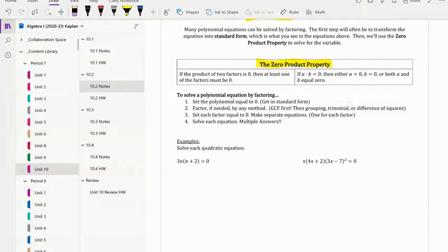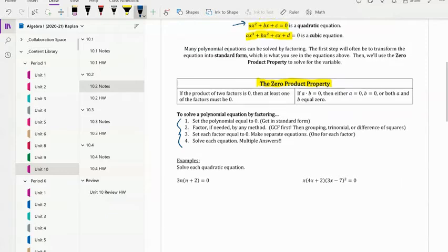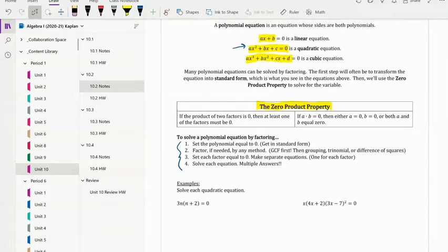So here are the steps that we're going to follow in order to solve something by factoring. Start by setting it equal to 0 and getting it in standard form, right? What I mean by standard form, notice in these guys up here, your largest degree term comes first, so x squared, then x, then your term without an x. Or if you're looking at a cubic, it's x cubed, then x squared, then x, then no x, right?